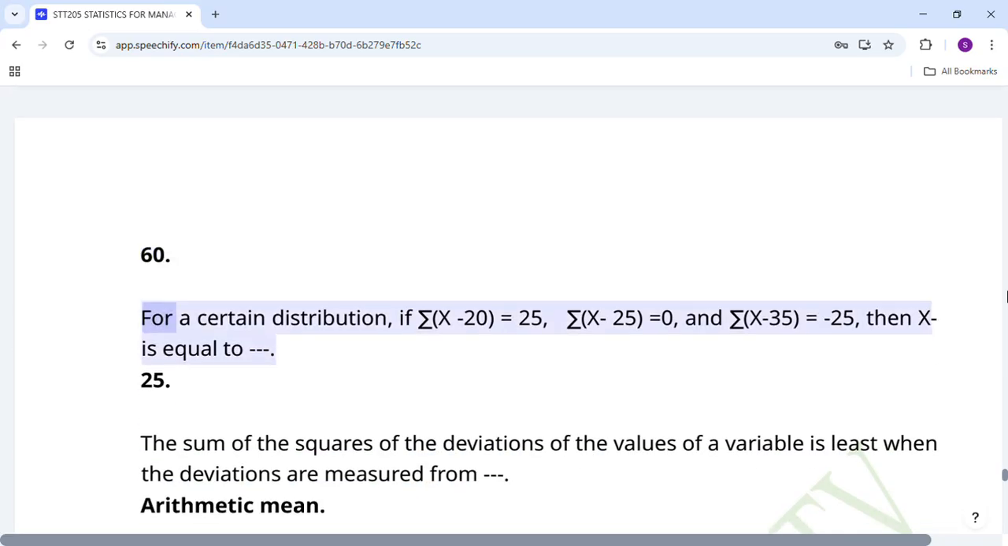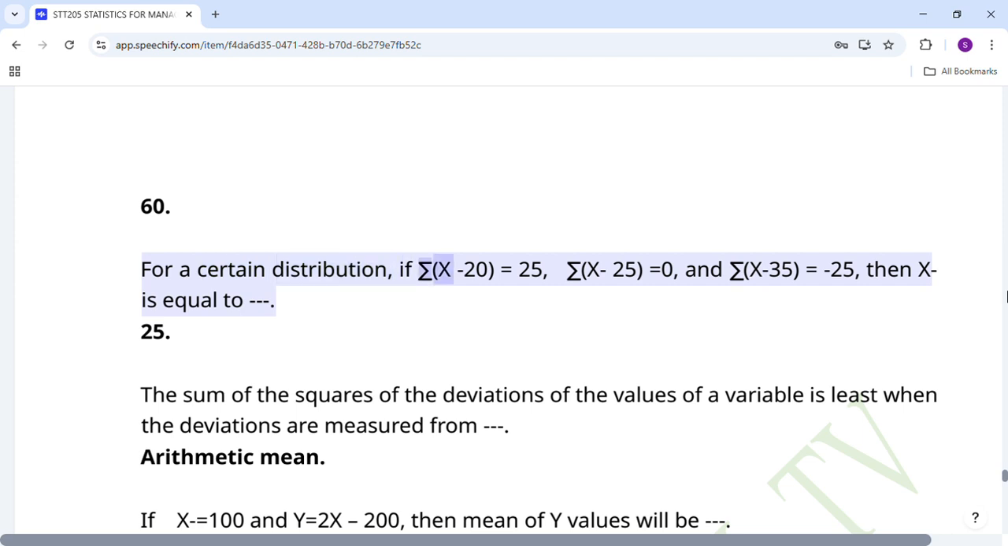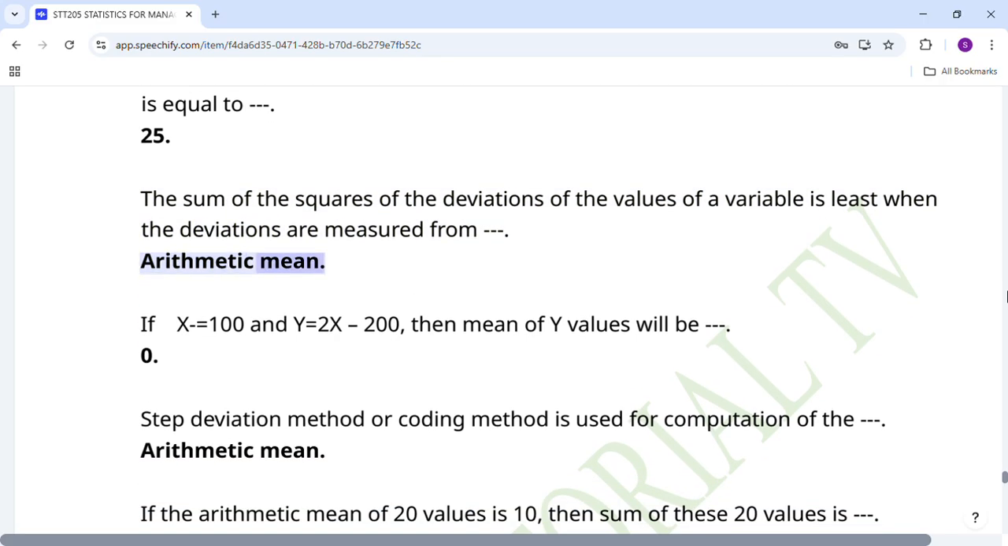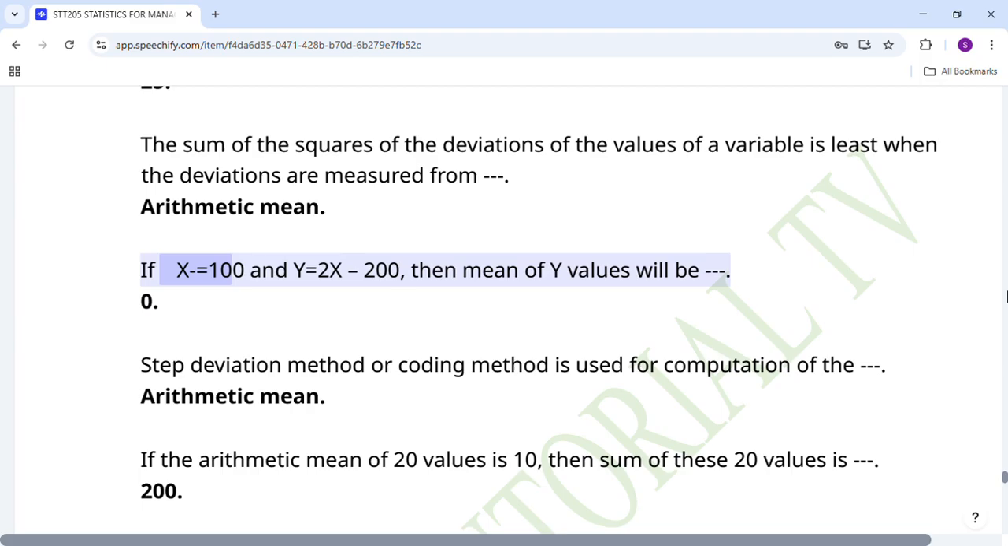For a certain distribution, if sigma (x minus 20) equals 25, sigma (x minus 25) equals 0, and sigma (x minus 35) equals minus 25, then x bar is equal to 25. The sum of the squares of the deviations of the values of a variable is least when the deviations are measured from the arithmetic mean.